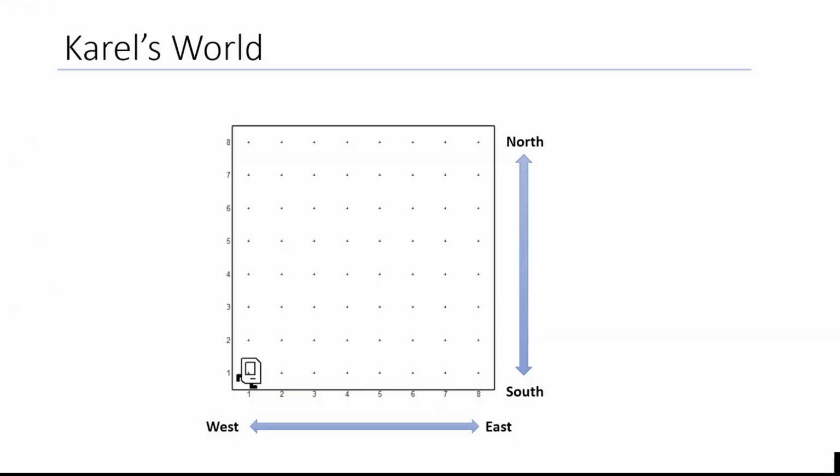Karel lives in a world which is made up of a grid with 4 directions: north, south, east and west. There are rows and columns in this world. The place where the rows and columns meet, we call them corners. When the program starts, Karel will be on the bottom left corner facing east. Karel can move in this world one step at a time.